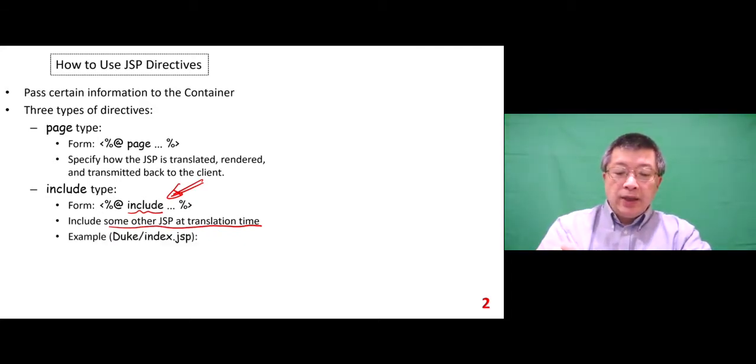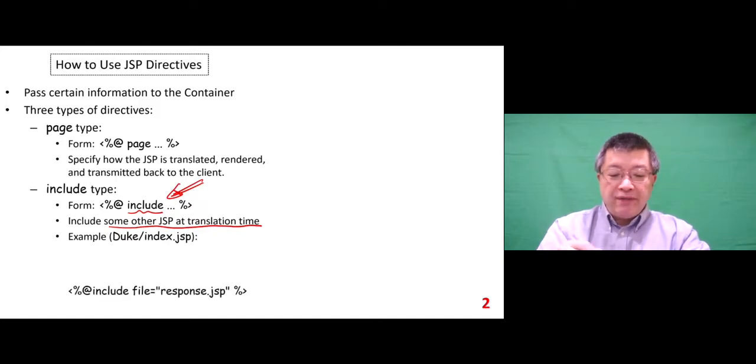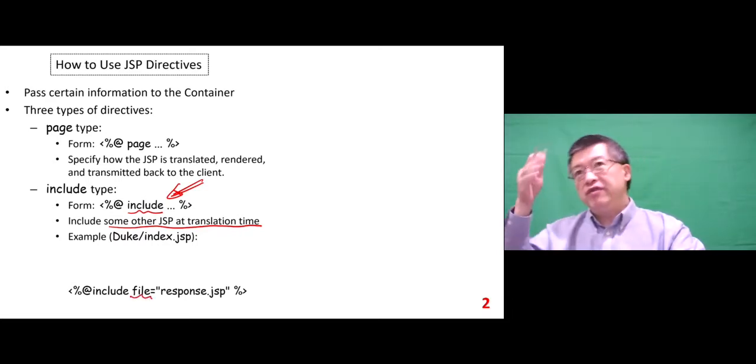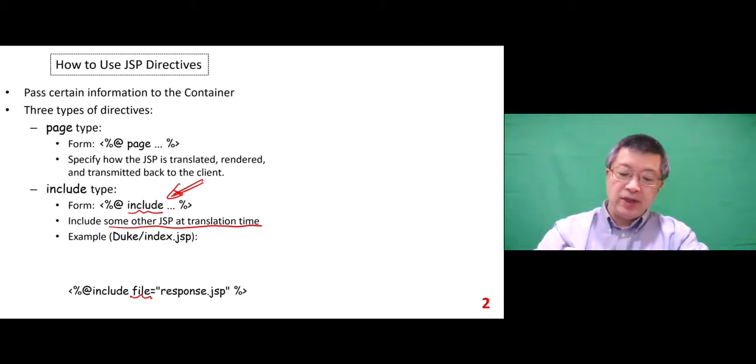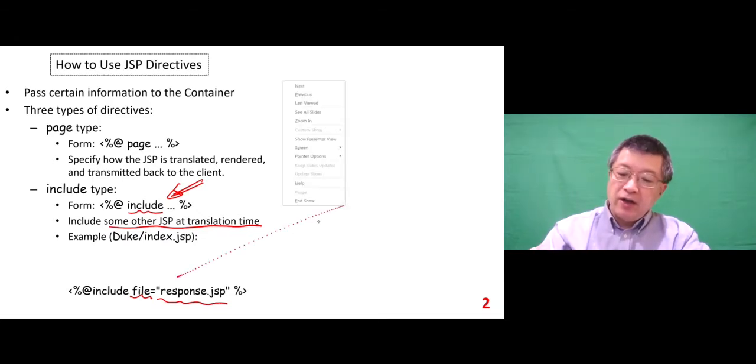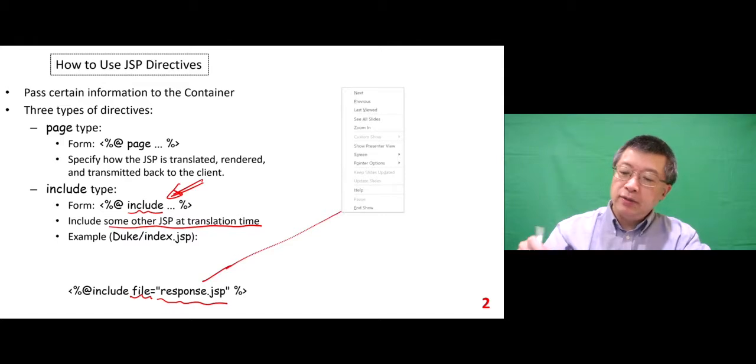All right. In the Duke example, we have this line: include with the file attribute. We specify our JSP file to be included, response.jsp. So then the content of that JSP file is included.